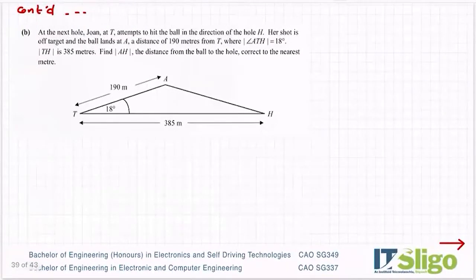Part B. At the next hole, Joan at T attempts to hit a ball in the direction of the hole H. Her shot is off target and the ball lands at A, which is a distance of 190 meters from T, where the angle ATH is 18 degrees. TH is equal to 385. Find the length of AH, the distance from the ball to the hole, correct to the nearest meter.